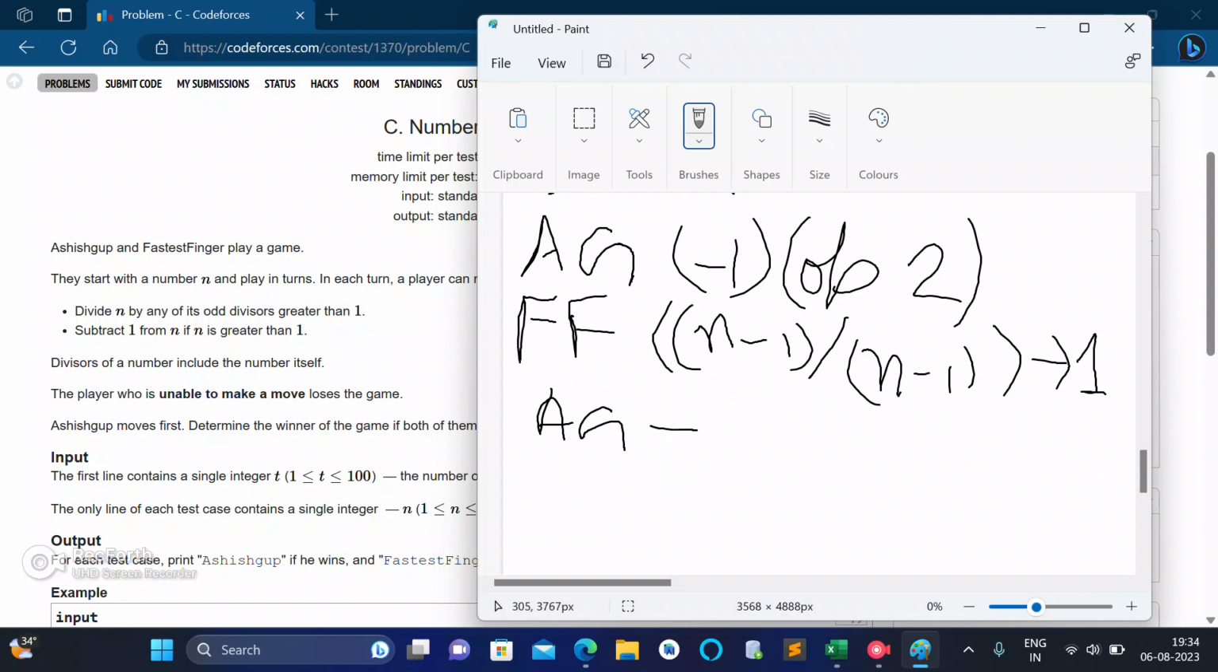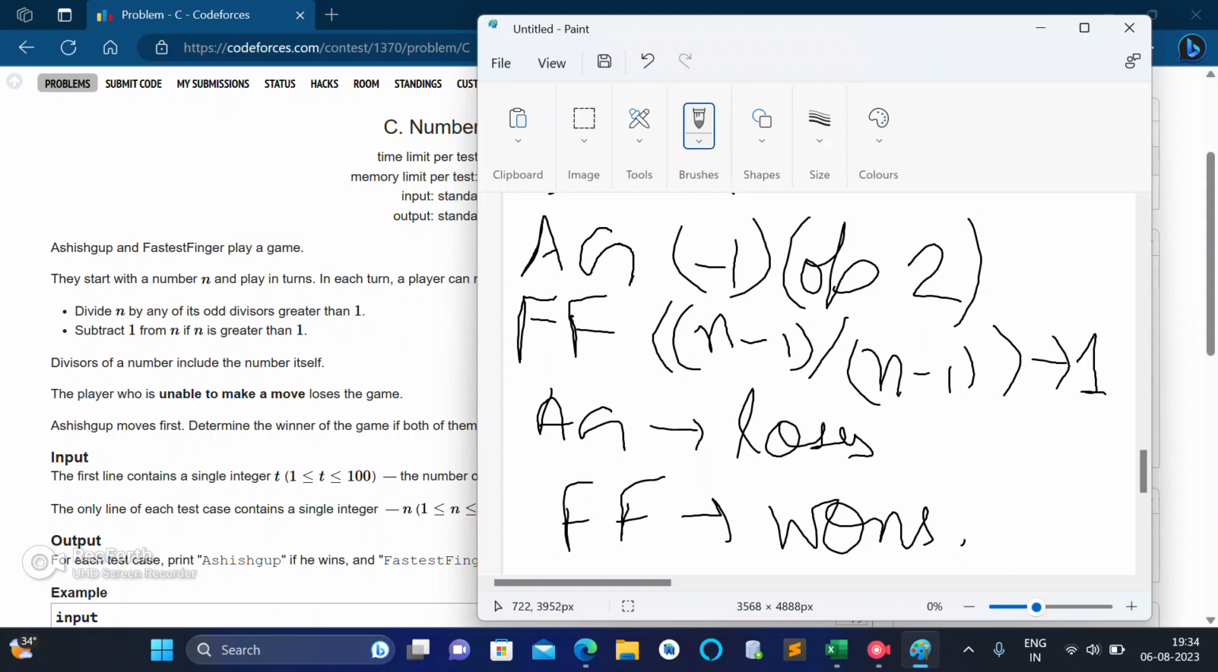Now again Ashish Gupta comes and says, now I won't be able to apply any of the operations because the number becomes 1. Then Ashish Gupta loses. It means fastest finger wins. So I can say if n is even and we find out that the number is a power of 2, it means fastest finger wins.